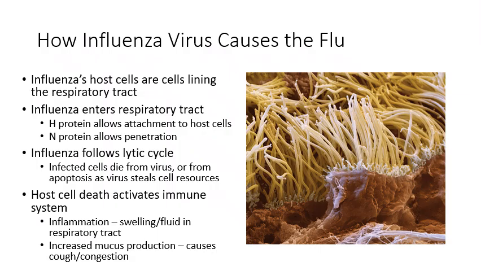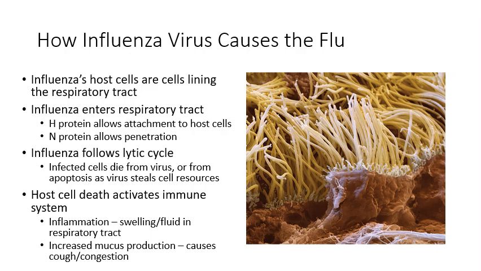When the flu virus enters the respiratory tract and finds a host cell, it will attach to the host cell and penetrate it using the H and N proteins. Then it follows the lytic cycle, so it immediately forces the host to synthesize viral proteins, and it'll start copying its genome. Once the first host cell dies, it's going to be releasing thousands of new flu particles that'll all go on to find other host cells inside the respiratory tract.